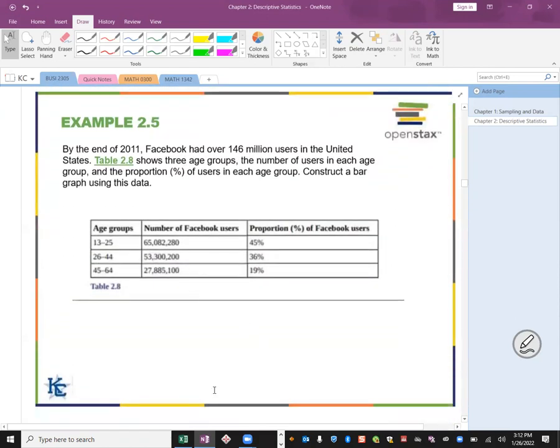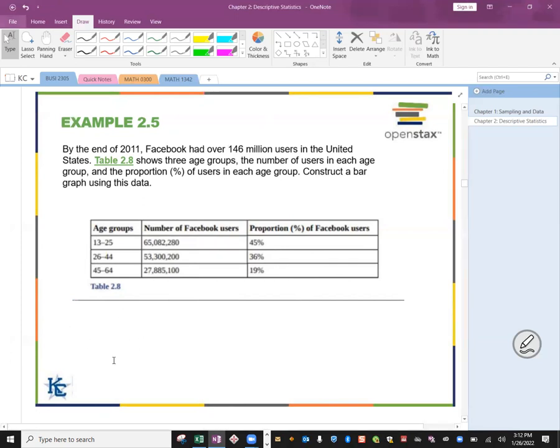By the end of 2011, Facebook had over 146 million users in the United States. Table 2.8 shows 3 age groups, the number of users in each age group, and the proportion of users in each age group. Construct a bar graph using this data. Okay. So this is also an example of a frequency table, right? We have our age groups here, which would be our class. Then we have the number of Facebook users, which would be our frequency. And then we have the proportion, which would be our relative frequency.